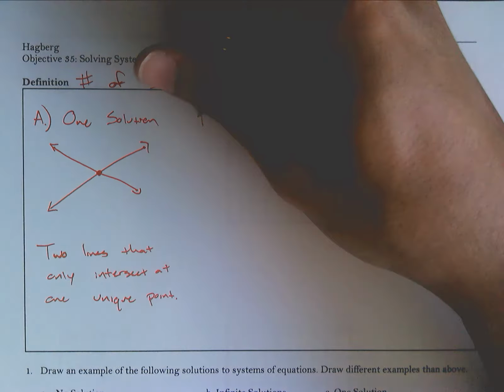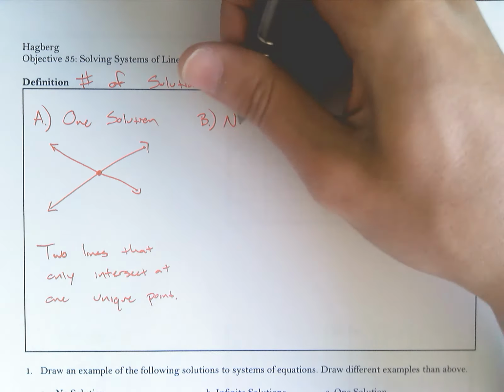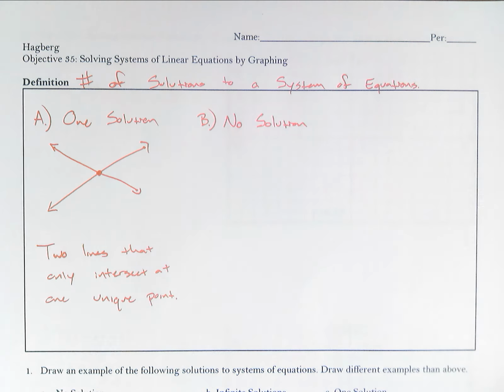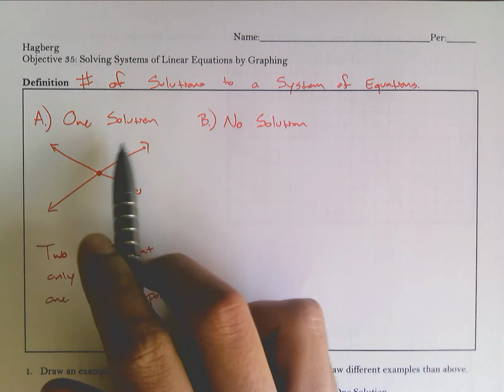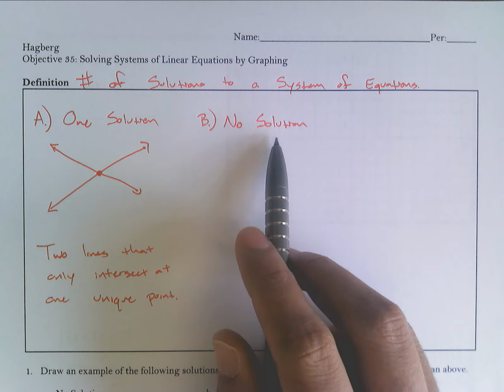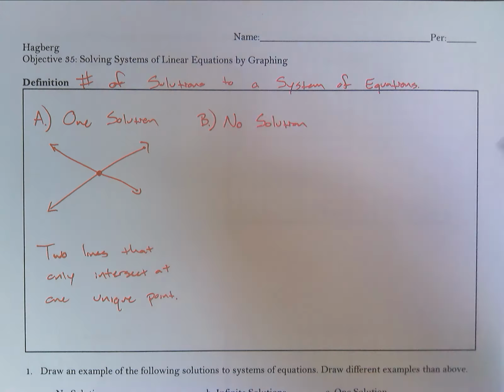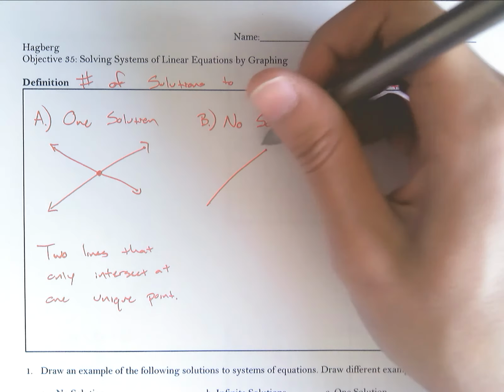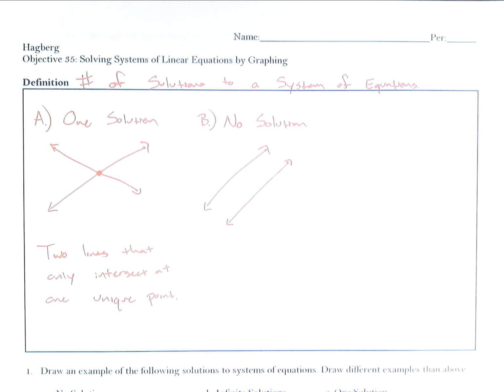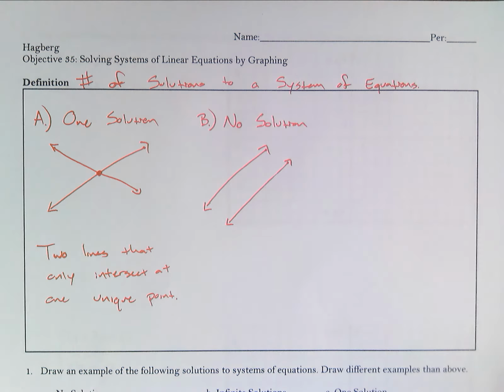The second case to consider is that we have no solution. So I'm thinking of two lines that have no solution. If the first case was that they have one solution and it's where they intersect, no solution would mean that they don't intersect. So we would have two lines that might look like this. These two lines never intersect.